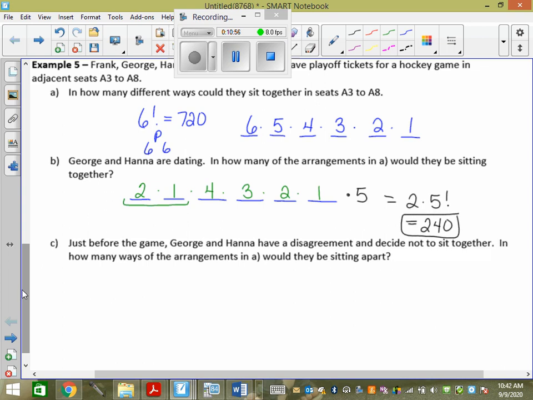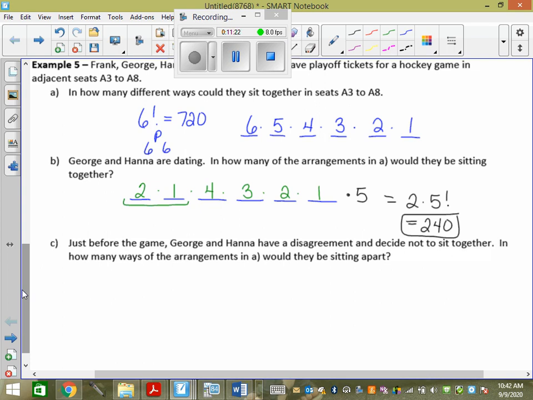Because 2 times 1 is 2, and then 5, 4, 3, 2, 1, blast off is 5 factorial. Just before the game, George and Hannah have a disagreement and decide not to sit together. In how many ways can this happen? So these are the standard of excellence questions where I force you to not put them together. How do we do that? Total minus them together, correct?